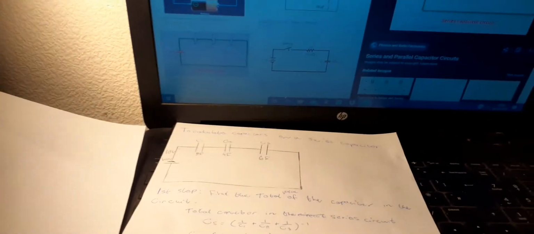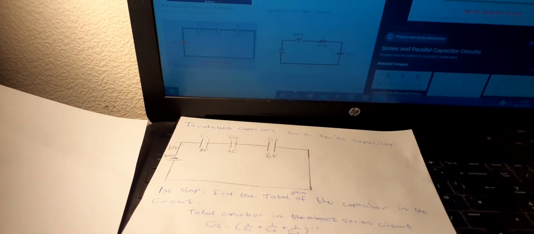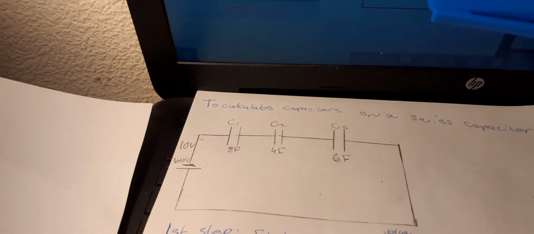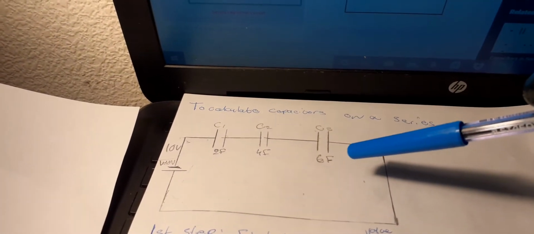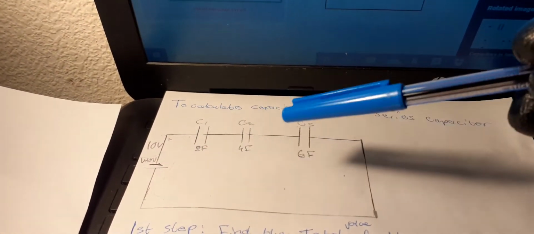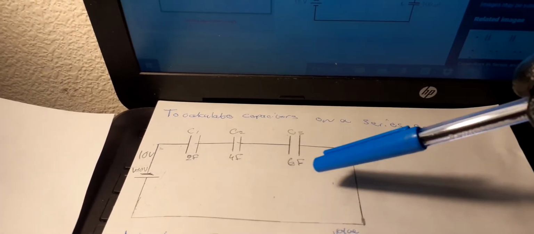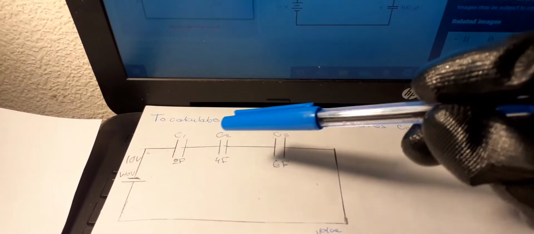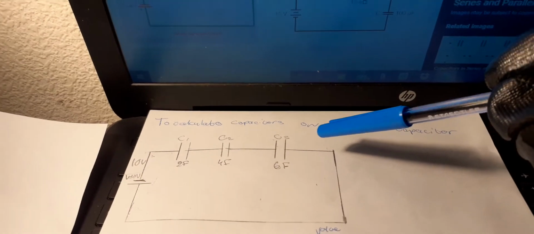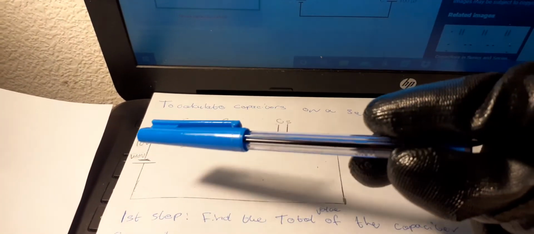Welcome everyone, I'm here to show you how to calculate the capacitors on a series circuit. First we look at the circuit. We have 3 capacitors, 2F, 4F and 6F: C1, C2, C3. The voltage here is 10 volts.